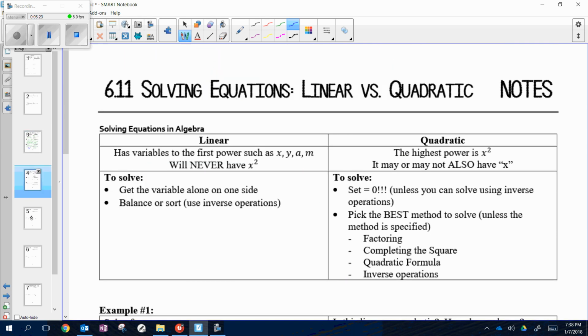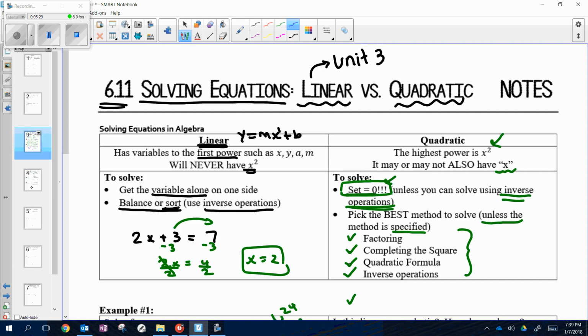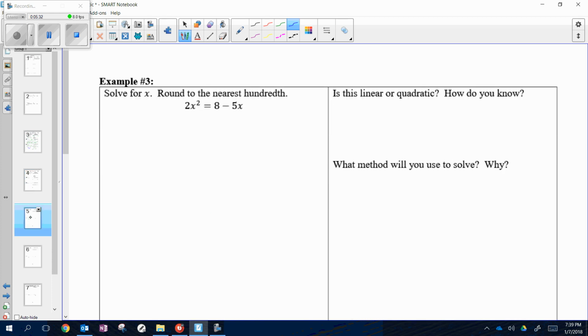So on your next page, oh, what did I just do? Yep, that was the same page we started with. Okay, never mind. On the next page, example 3, when it says solve for x, I look at the equation.